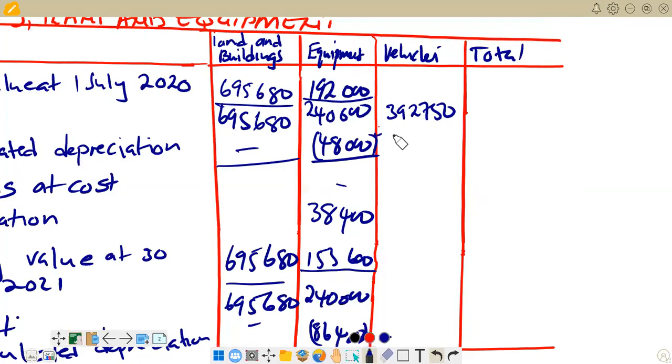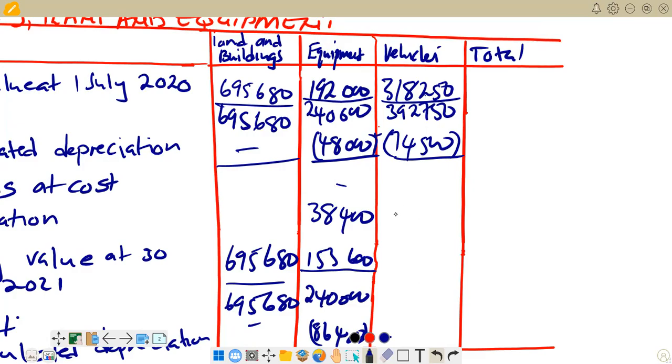So you have 74,500. Then you subtract here to get the carrying value. So this one minus this one to get the carrying value. Now we get 318,250, right? So that's what we have there.